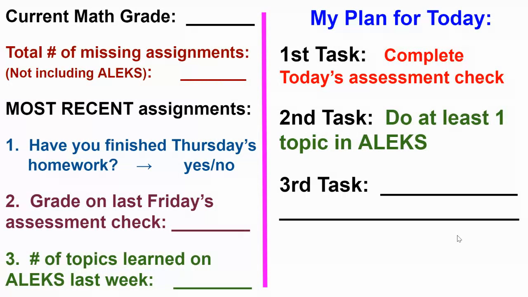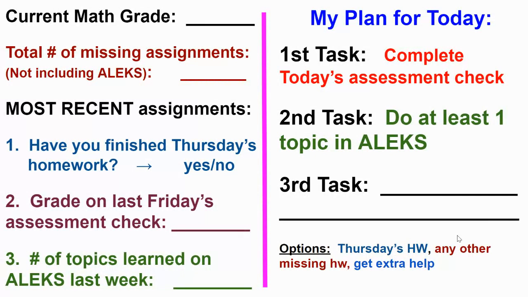Now the third task, that's up to you. That's going to be dependent on what you have to do based on your own situation. For example, one of those tasks could be Thursday's homework. Another one could be any other missing assignment, like that total number you got in the first thing on the left there. Do any other missing homework. Or get extra help on anything that you are struggling with, not sure of, have a question on, still a little confused on, anything like that. That's what today is for. So complete what's on the left. As soon as that's done, you can start. Complete the assessment check, then do one topic in Alex.